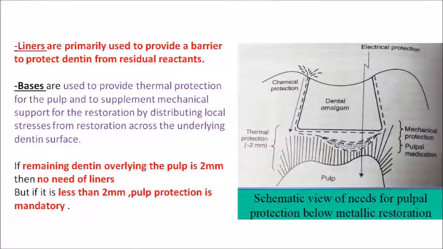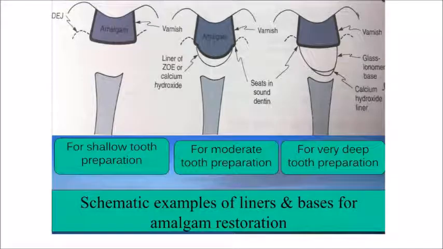Please note it. Here is a schematic representation showing examples of liners and bases for the amalgam restoration. In the first preparation, it is a shallow tooth preparation where you have used only varnish under the restoration. In the second picture, where there is a moderate tooth preparation, we are placing varnish as well as a liner of zinc oxide eugenol or calcium hydroxide beneath the restoration.